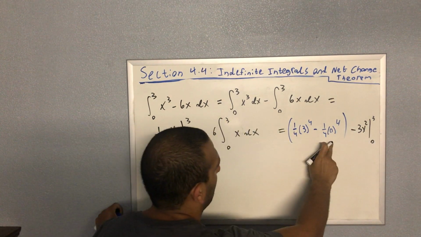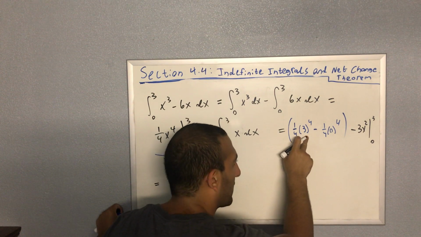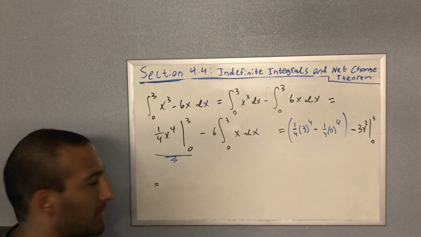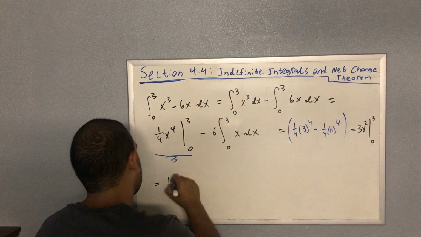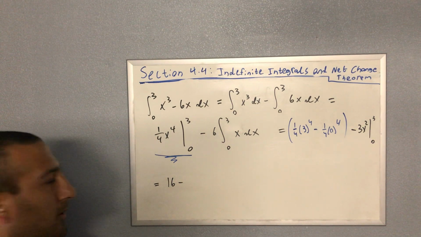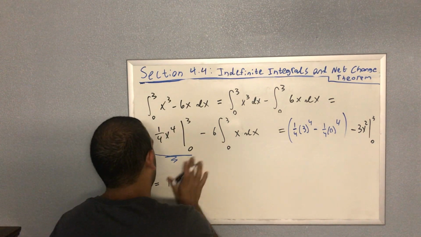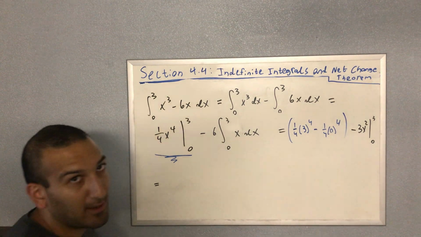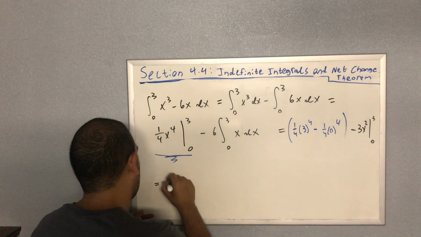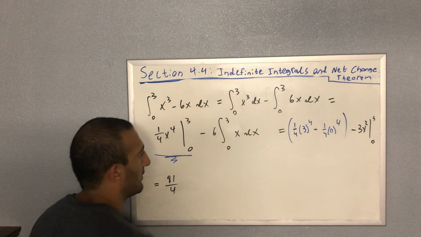Now, this is just 0, right? And then 3 to the 4th is 64. Divide that by 4 is 16. So we have 16. It's 3 to the 4th. No, sorry, it's 81. Can't do math. I'm very bad at mental math, as you'll see. So yeah, it's 81 over 4.